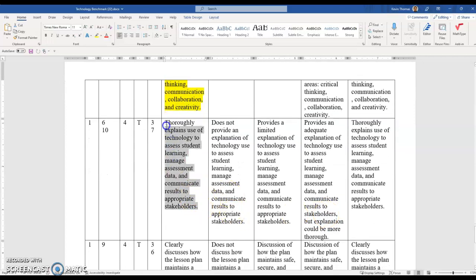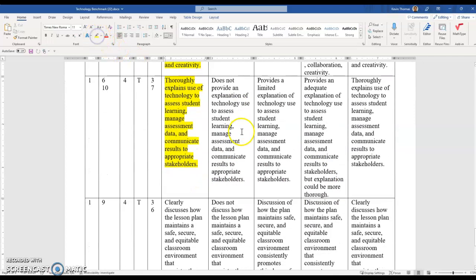Next one's pretty straightforward. This has to do with assessment. We read multiple articles on assessment. And if you go over here, we're not looking really at this stakeholder part, or I'm just more interested in that you're using technology to assess data. Generally, teachers are communicating through Infinite Campus.